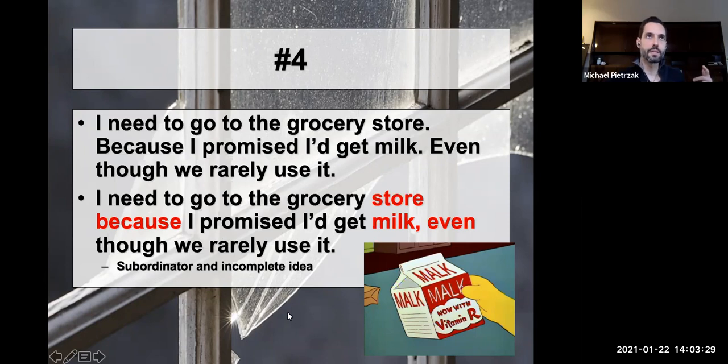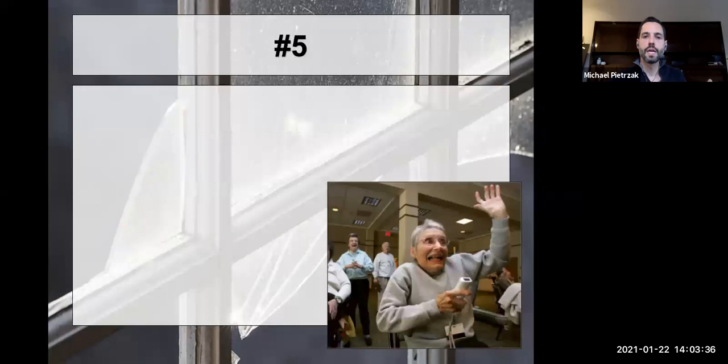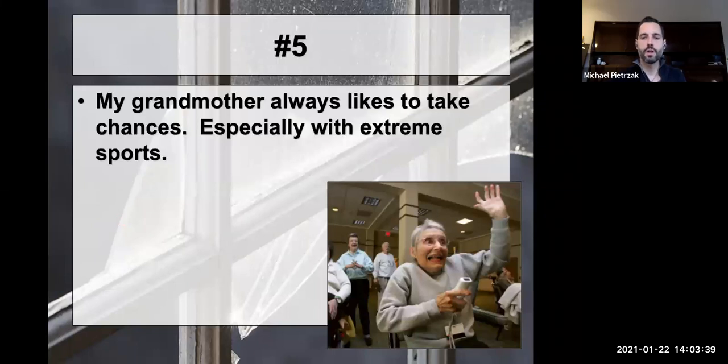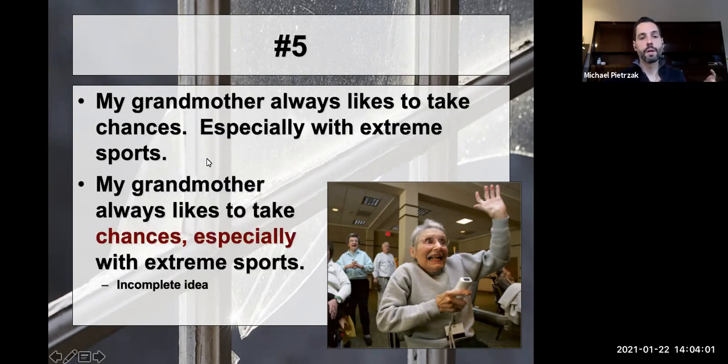Hopefully this makes intuitive sense, but it's now becoming clear, I hope, because we're getting into the nuts and bolts. Last one. My grandmother always likes to take chances, period, especially with extreme sports. Okay, if you want to pause it, try it on your own. The problem here is my grandmother always likes to take chances, period. That's actually fine. Fine sentence. Here's the problem, especially with extreme sports. That sentence on its own is incomplete. It's not independent. So to fix it, my grandmother always likes to take chances, comma, especially with extreme sports.